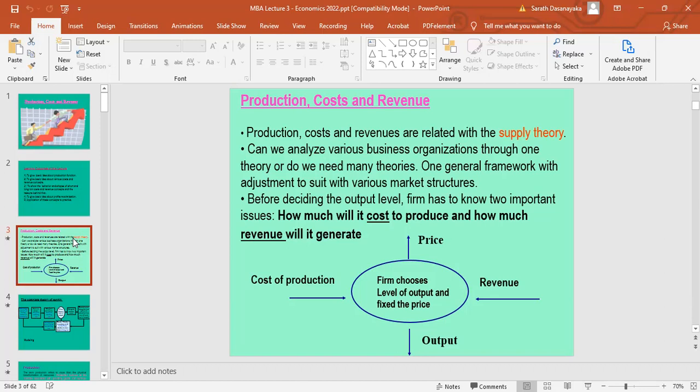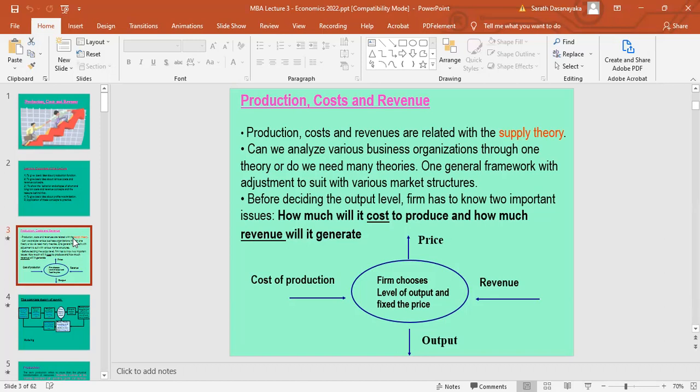Then you can see that before deciding the output level, the firm has to know 2 important issues. First one is how much will it cost to produce? Humans start with the cost, not only companies. Whenever your friend bought a house, or maybe a car or computer, or whoever is wearing a new shirt or shoe or trouser, the first thing you ask is how much it costs. The human mind always starts with the costing side of it, and thereafter, how much revenue will it generate for you? You are spending so much cost, then what is the outcome of that? So the first thing people look at is the cost.